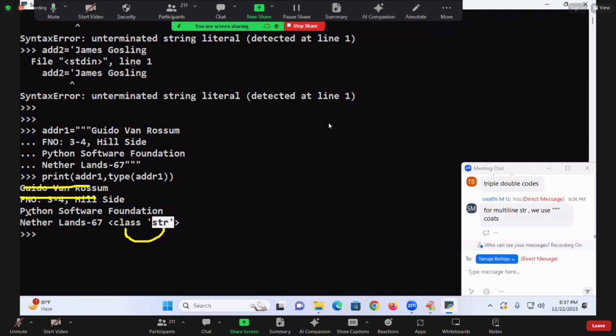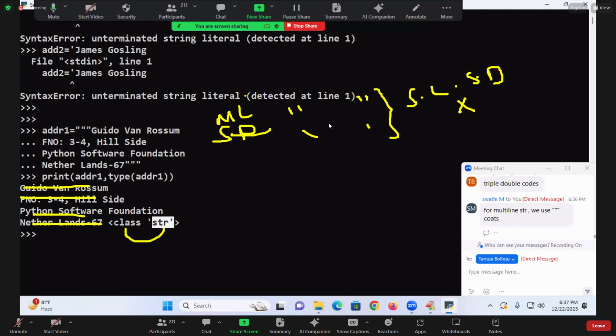Multi-line string data. Double quotes and single quotes are meant for which kind of data? Single line string data, which cannot be used for what? Multi-line string data cannot be stored. In order to store multi-line string data, we need to use what? Triple double quotes, and then you need to end with triple double quotes.